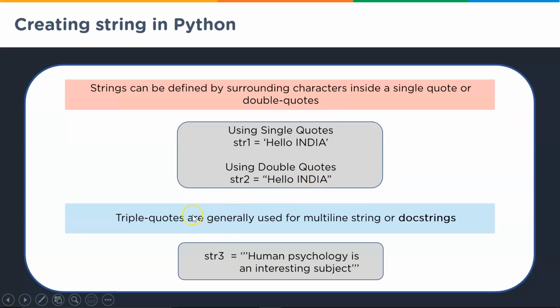Now you can also use triple quotes, which are generally for multi-line strings or doc strings. So here is an example. We have a string called str3, and the content it has is human psychology is an interesting subject. Now if you print the string, it will be printed in two lines and not in a single line. Now we'll be exploring much more in detail in our demo session, so please wait for a while.